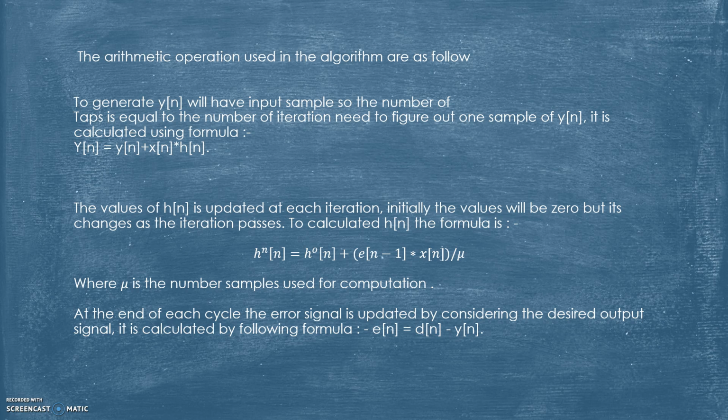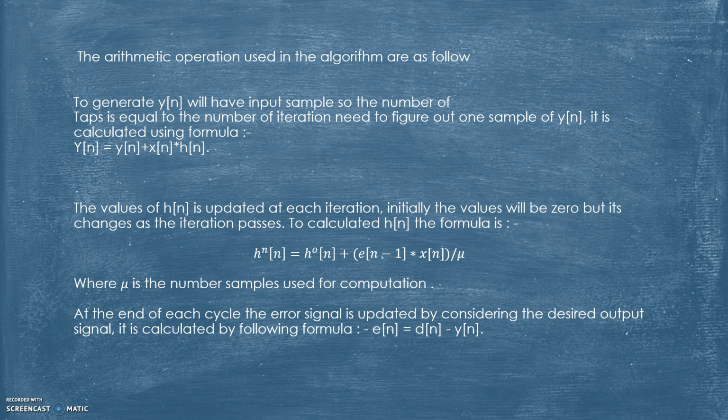So the entire process depends upon the number of iterations which will be taking place. It's according to the sample, according to the taps which are required for getting sampled. Initially y of n will be calculated by the formula y of n plus x of n into h of n, where x of n is the input signal, y of n is initially 0, and h of n is also initially 0.